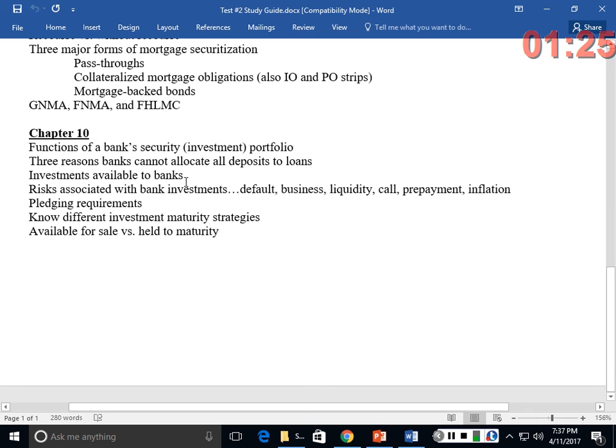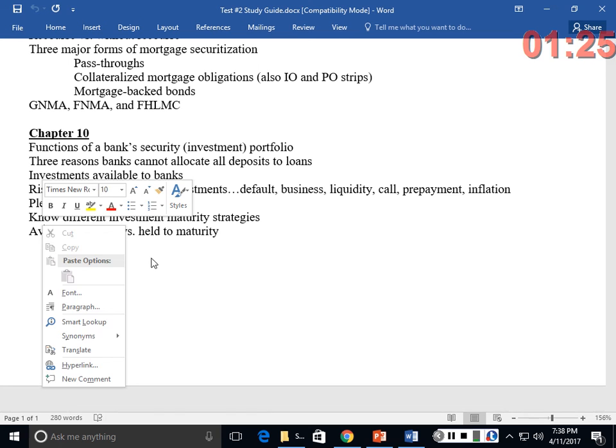What are the investments available to banks? What are the risks associated with bank investments? We talked about default risk, business risk, liquidity risk, call risk, prepayment, and inflation risk. What are pledging requirements? Why do we have pledging requirements? What are the different maturity strategies? And I told you to focus on one of those.